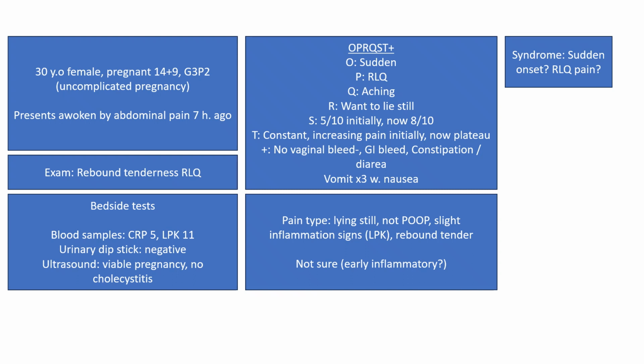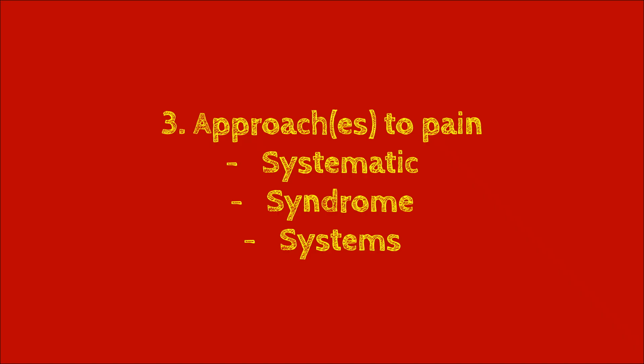Okay, so if we add another layer to this, then the syndrome that this patient comes in with, well, this is sudden onset right lower quadrant pain. We can think about what kind of differentials we have for that. And we'll move on to the systems approach. And every time I approach a patient, I usually do the OPQRST.